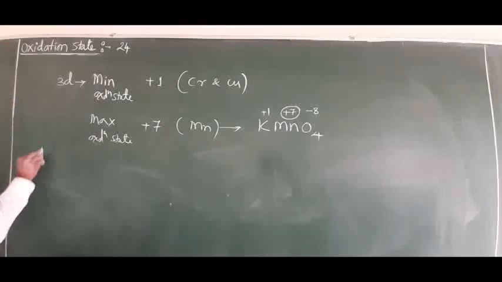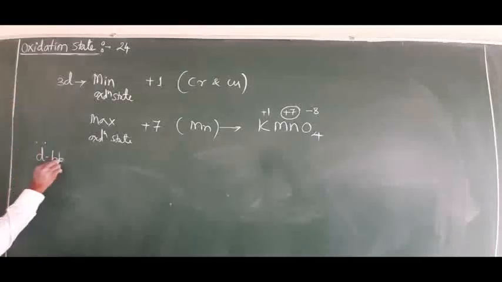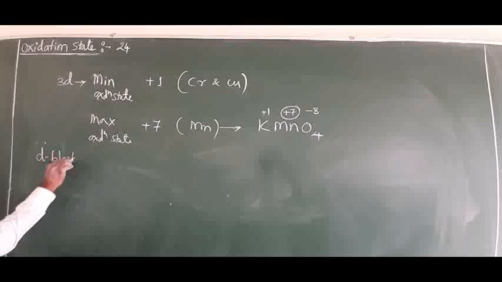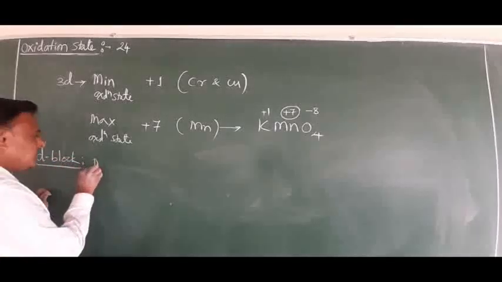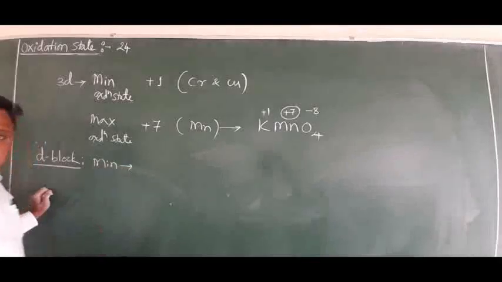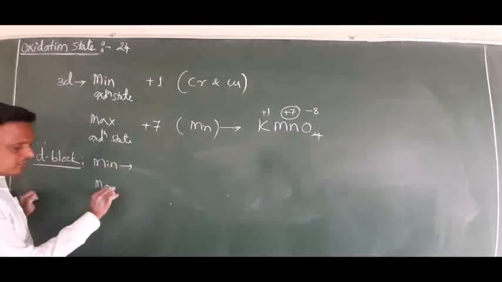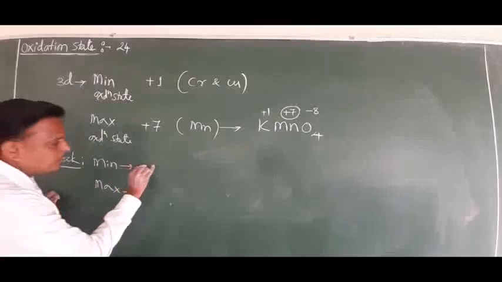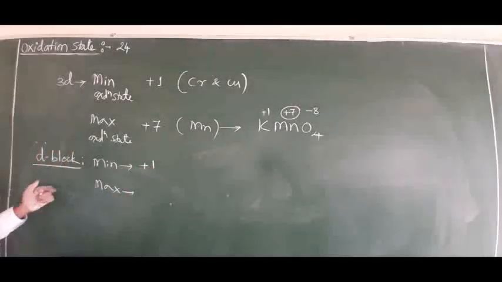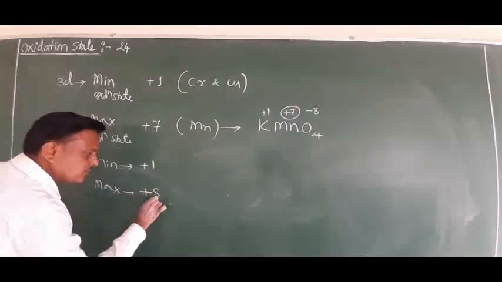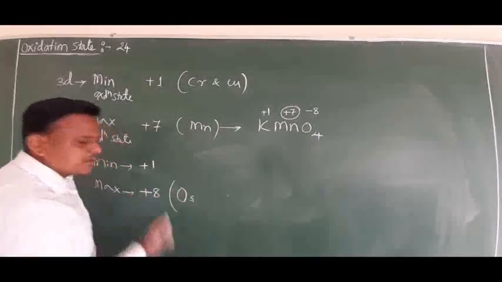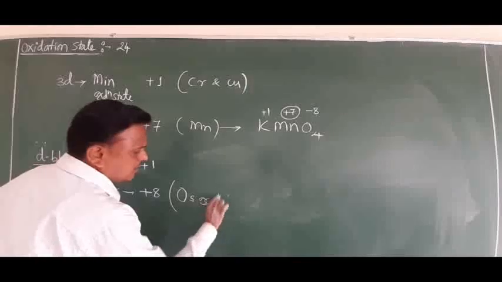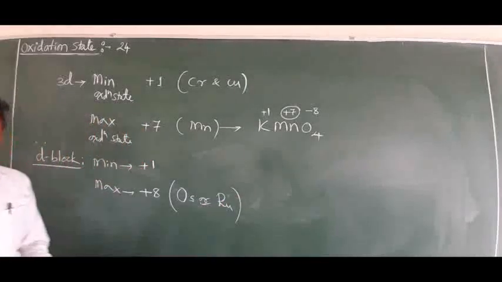In a D block, if they ask a general question, what about the minimum oxidation state? What about the maximum oxidation state? So minimum, obviously we know there is a +1, maximum is a +8. Maximum is a +8. One answer is osmium or either rhodium. These are the two best examples.